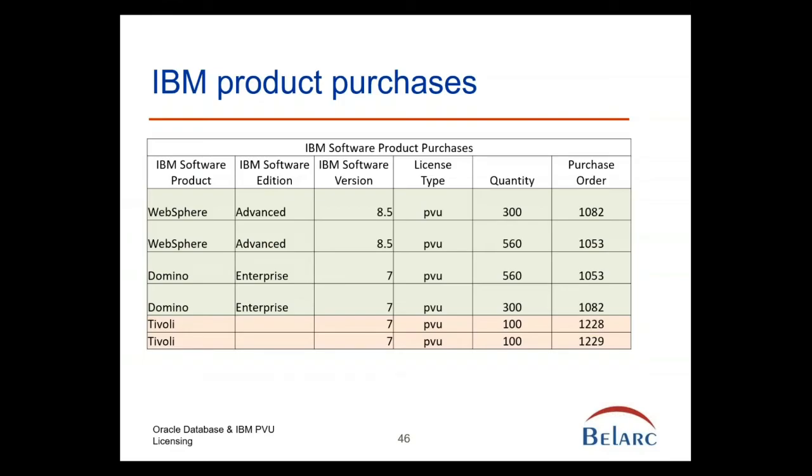Now, we need to collect the same information on the purchasing side, and we go through the same steps. First is to gather all of our purchase records together by product and by purchase. So again, we have the identifier of the product on the left, followed by the edition and version information. For this example, as I mentioned, the license type is always PVU, but it makes sense to keep it consistent. And finally, the quantity, meaning the number that we're entitled to because that's the number we've purchased. In the case of WebSphere and Domino, and Tivoli, it seems we've made 2 separate purchases for each of these products.